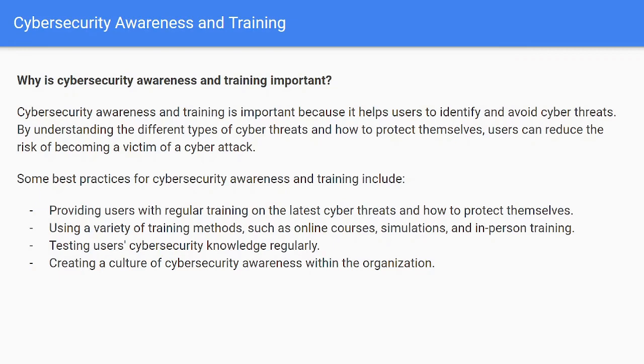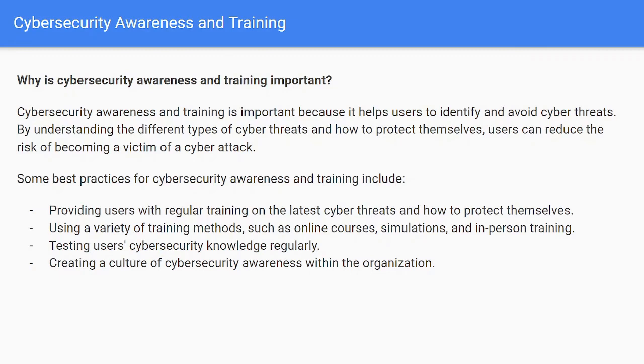Then we have in-person training. You do in-person training, have activities, make it fun. Then testing users' cybersecurity knowledge regularly. Maybe you do a small quiz or something like that, and reward when necessary. Then creating a culture of cybersecurity awareness in the organization. Exactly. So you should make it a culture.